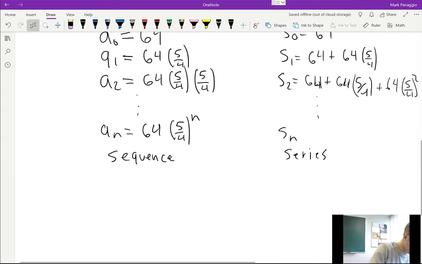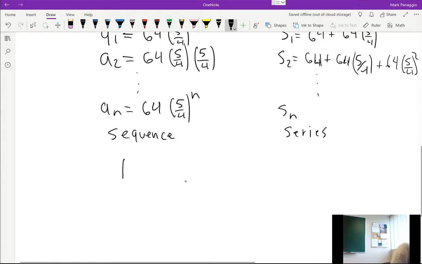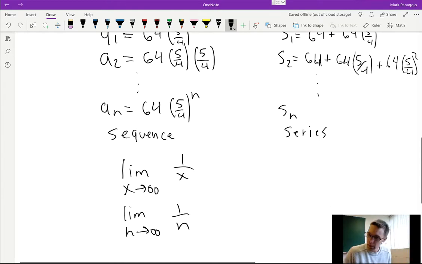So let me scroll down just a little bit here. Normally, when we talk about the limit, say, of 1 over x as x goes to infinity, x is a continuous variable, meaning it takes on any sort of real number. And so we can change x in very, very small increments and see how that affects what this function 1 over x is approaching. Here, when we talk about sequences, I could talk about the limit as n goes to infinity of 1 over n, but we really mean something a little bit different there.